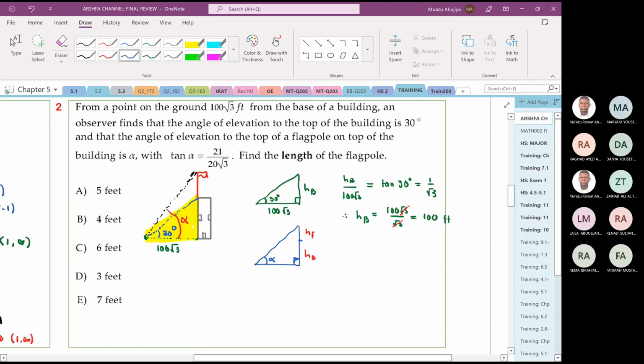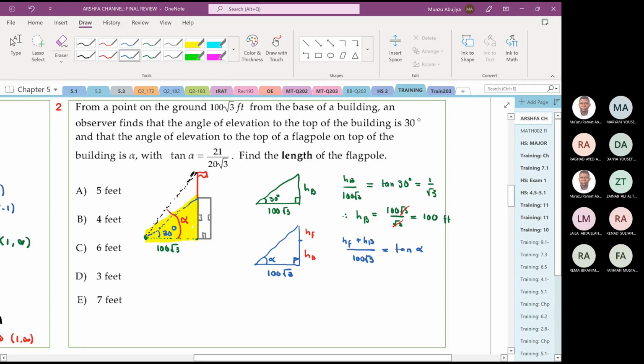that the total height, which we are talking about here, we can record, but instead we can say addition, which is going to be much easier. So again we have opposite over adjacent. Here the opposite is going to be H, the length of the flagpole, plus the height of the building, divided by 100 root of 3, because the bottom side is common to both triangles. Now this is going to be equal to the tangent of alpha.